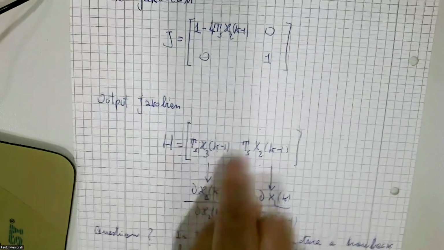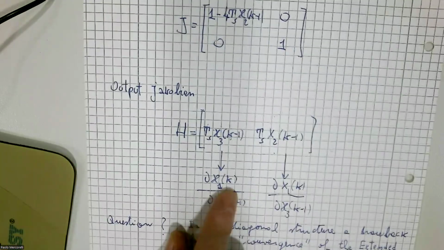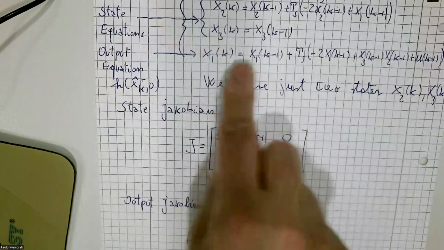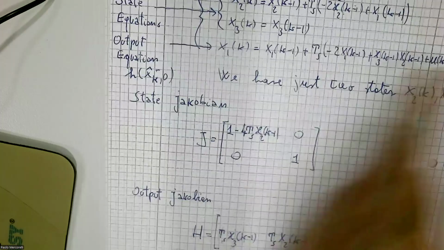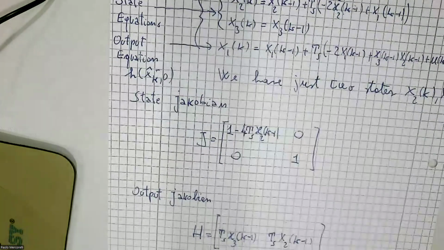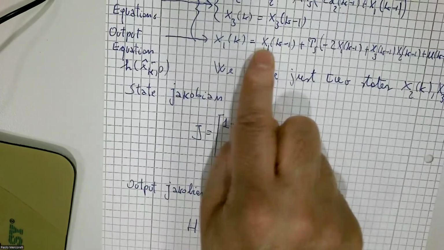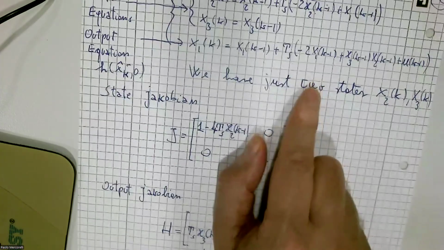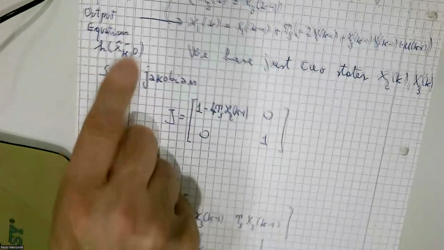Now, this element here can be justified because of the derivative of x1 of k, the output, which is this expression here. Here I didn't put in the notation of Kalman, but we have to think about everything in Kalman in this sense. Here is the output equation.